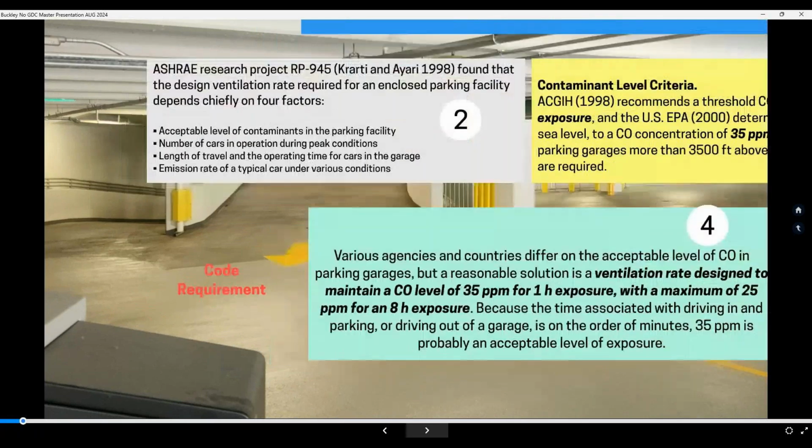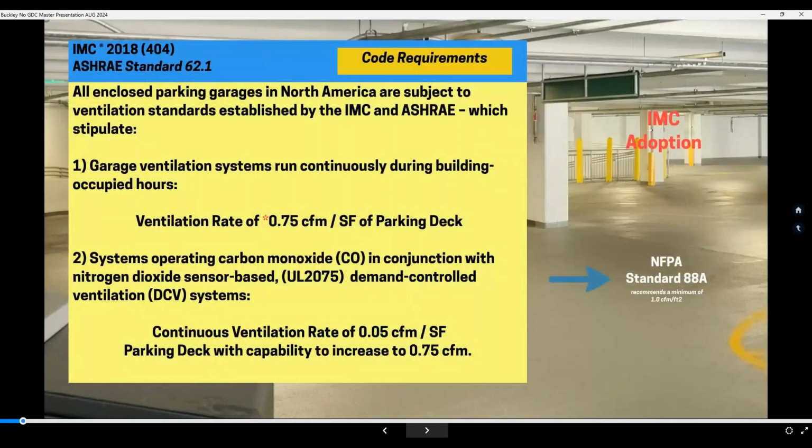Looking at International Mechanical Code and ASHRAE Standard 62.1, and this may be redundant to everyone, but we're going to go through it just as a friendly refresher and reminder. Enclosed parking garages in North America are required to introduce a ventilation rate of 0.75 CFM per square foot of parking deck while the garage is in operation. And that is a continuous ventilation rate while the garage is in operation.